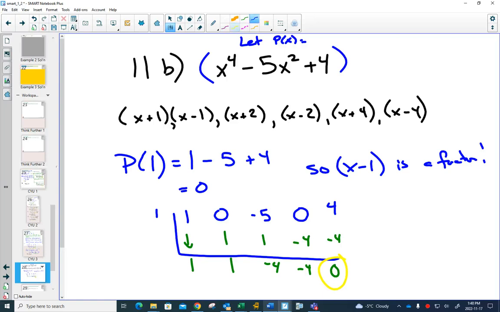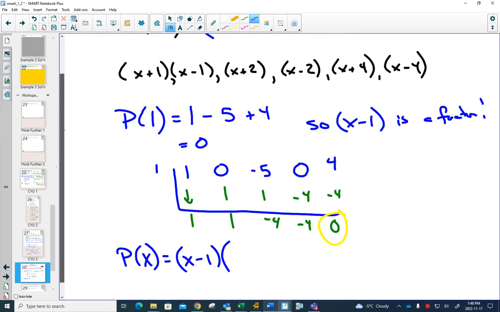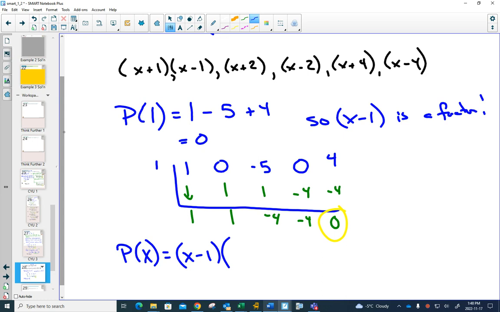If I write my division statement, x minus 1, and since we started with an x to the 4, does it make sense that then this one will be an x cubed? So we have 1x cubed plus 1x squared minus 4x's minus 4 with no remainder. And the reason I wanted to do this one is because once you've factored it once, we still have an x cubed in here. So we have to do this process again. Okay?